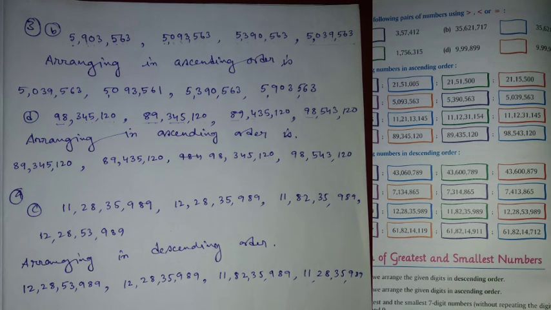Next, number 4. Number 4 is descending order. It's very easy. Descending order, I will do 4C. The numbers are 11,28,35,989, 12,28,35,989, 11,82,35,989, very big numbers, and 12,28,53,989.